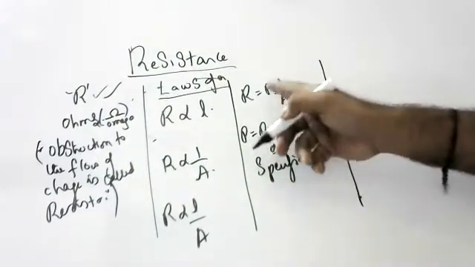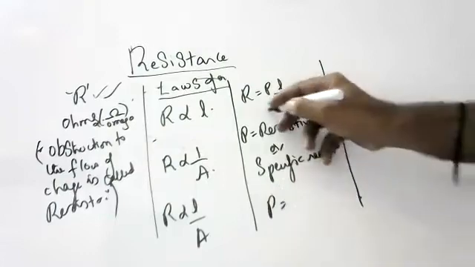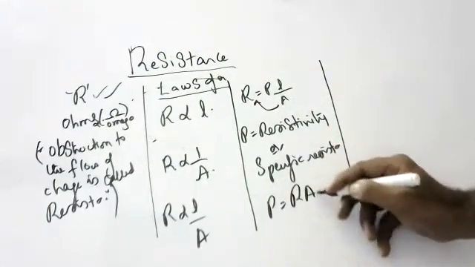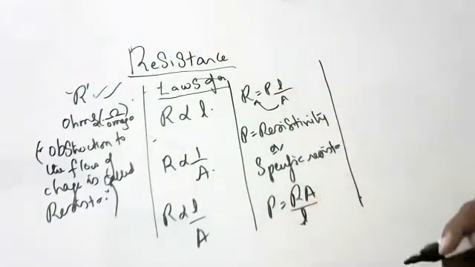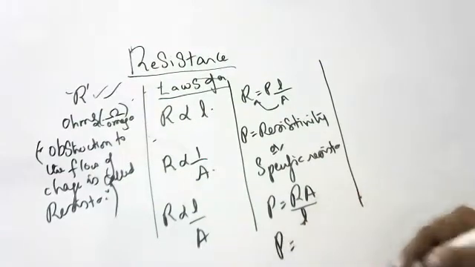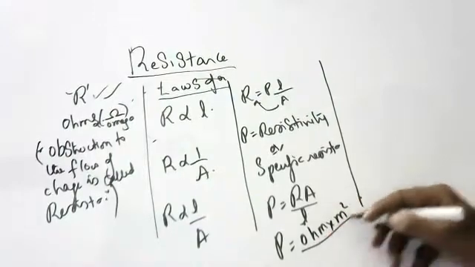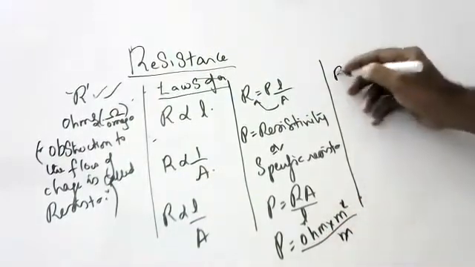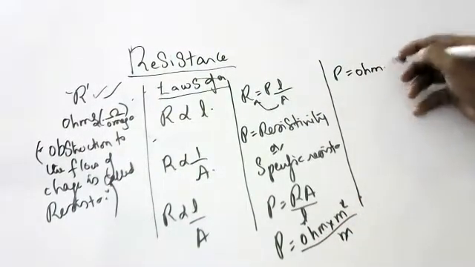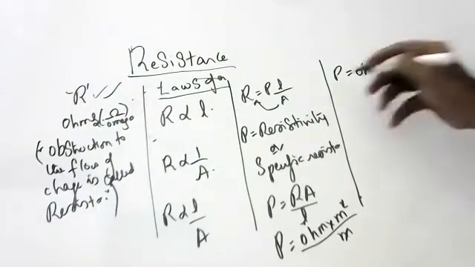Okay, and if you write the formula for rho, A will go up, R, A by L will come down. Okay, children. So resistivity units are ohm meter square by meter, the meter squared cancels, and resistivity units are ohm meters.